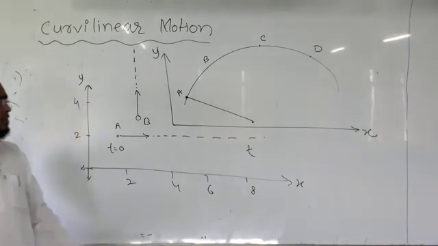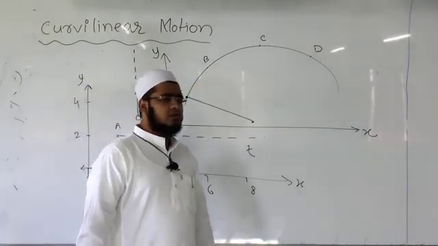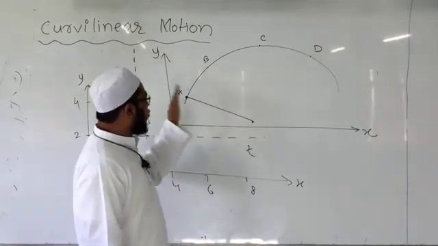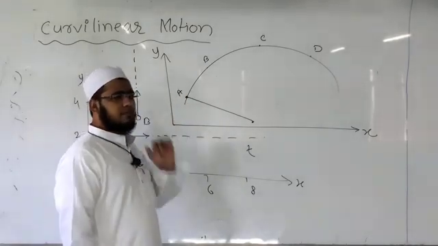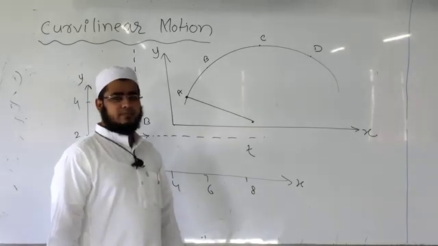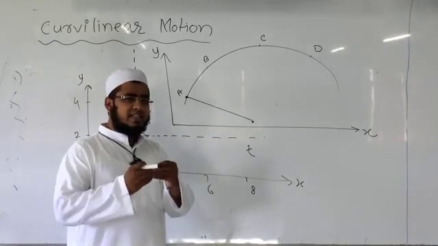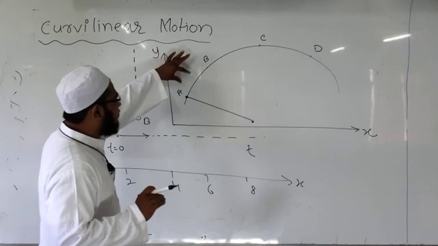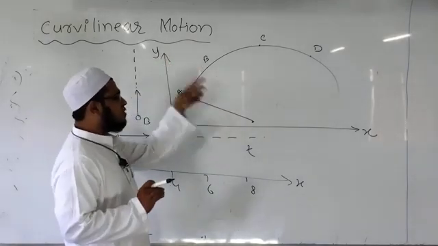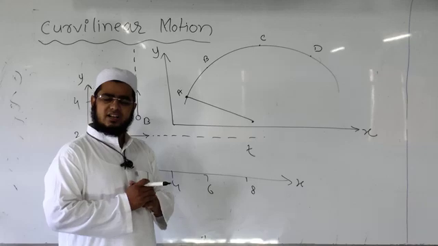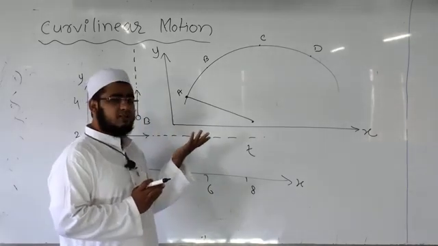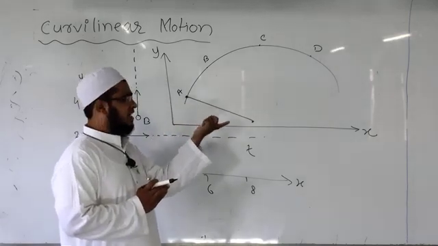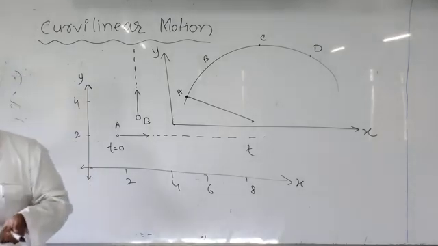What it means is that during curvilinear motion, the X coordinate and Y coordinate both are variable. It means a curvilinear motion is a combination of motion along two directions. It is a combined effect of horizontal displacement and vertical displacement, because the position of the particle is changing in both directions, horizontal and vertical.